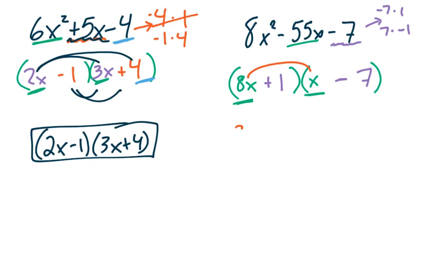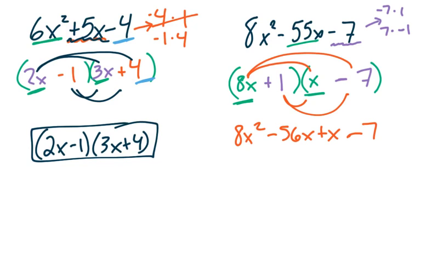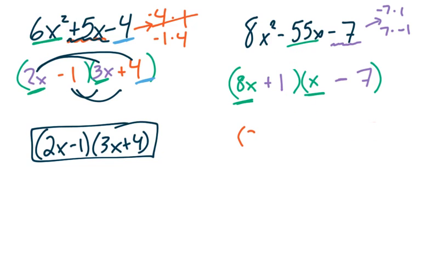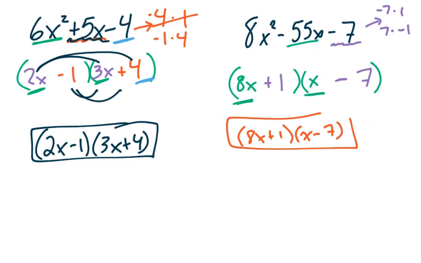If I multiply out, I get 8x squared minus 56x plus x minus 7. And those two like terms in the middle, if I add them up, that does give me negative 55x. So this is going to be our final answer. Our final answer here is the factored 8x plus 1 times x minus 7. Done.